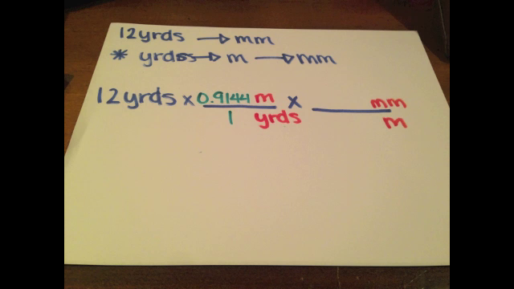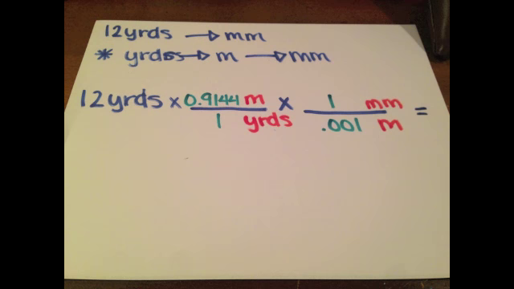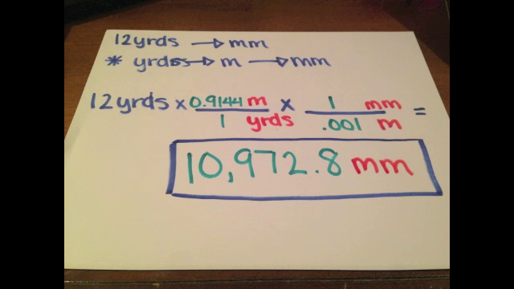In this problem, you'll have 1 yard equal 0.9144 meters, and then you'll have 0.001 meter to 1 millimeter. Now when you use your calculator and multiply 12 yards by 0.9144 divided by 0.001, you'll get 10,972.8 millimeters.